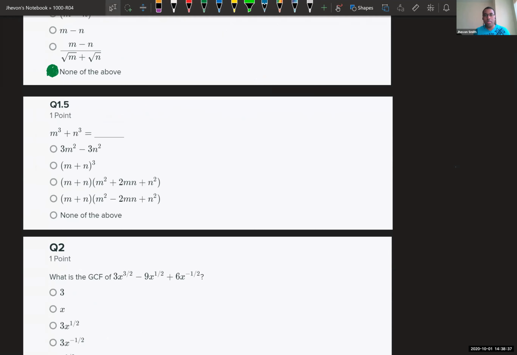M cubed plus n cubed. Which one is it? None of them. None of the above. What is the actual formula? M plus n in parentheses, open parentheses, m squared minus mn plus n squared. Right. So it's actually a very common error to put the 2 in there. So this would be a common error.